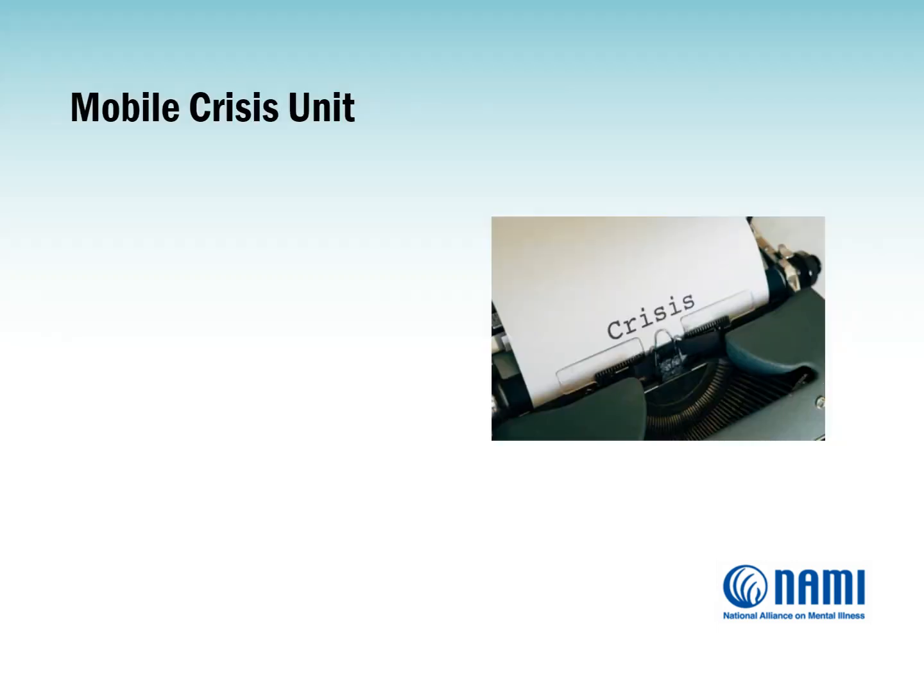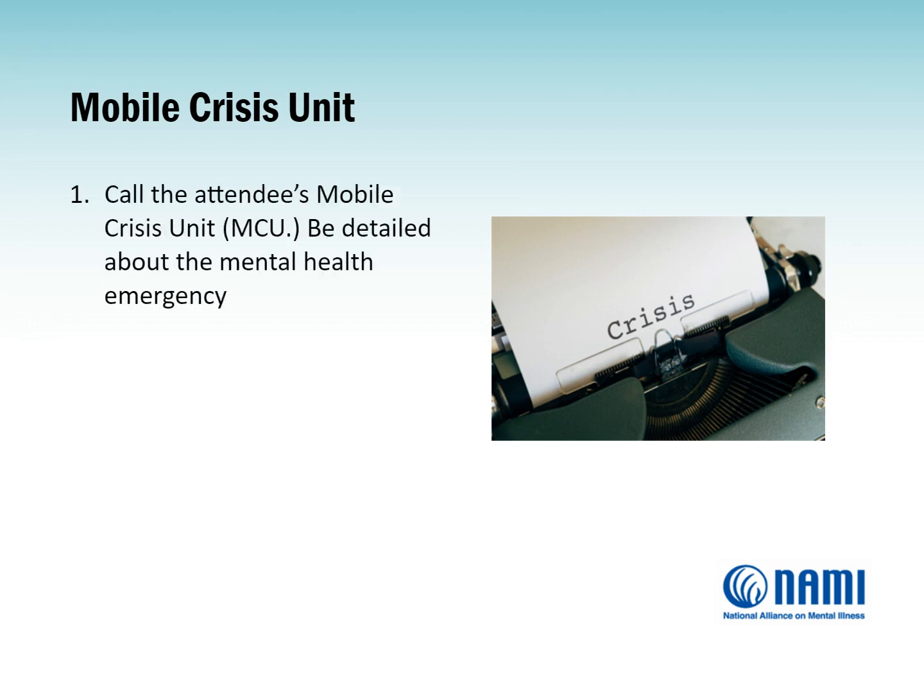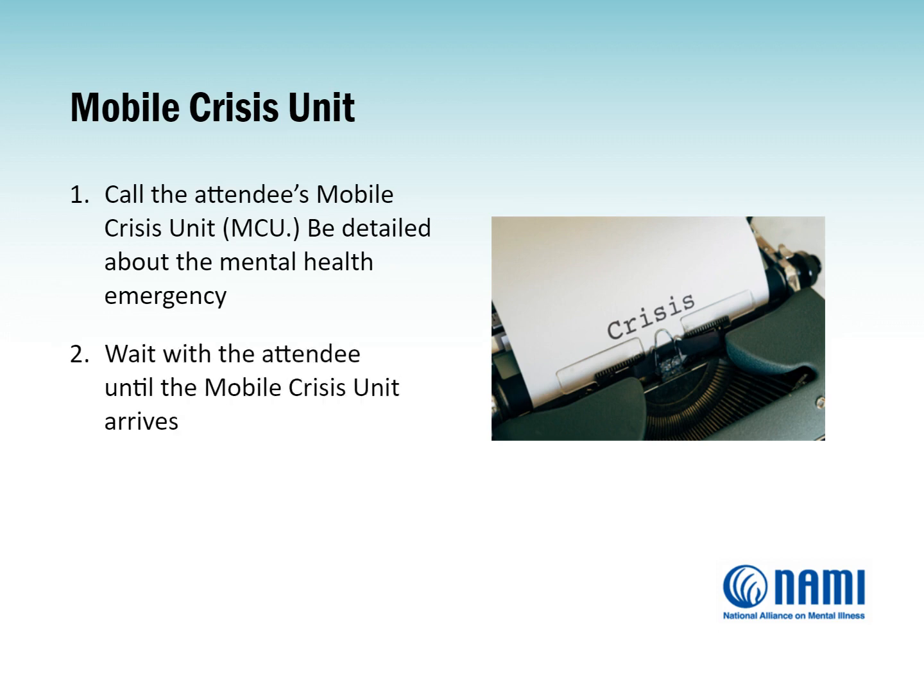If you are unable to connect with the participant's emergency contact person, the second step to respond to a mental health crisis is to call the Mobile Crisis Unit, MCU, in the participant's community if one exists. Be as detailed as possible about the mental health emergency. Wait online with the attendee until the MCU arrives, keeping in mind that this may be for an extended period. The producer or the program leader should continue calling or texting the emergency contact person to keep them updated.